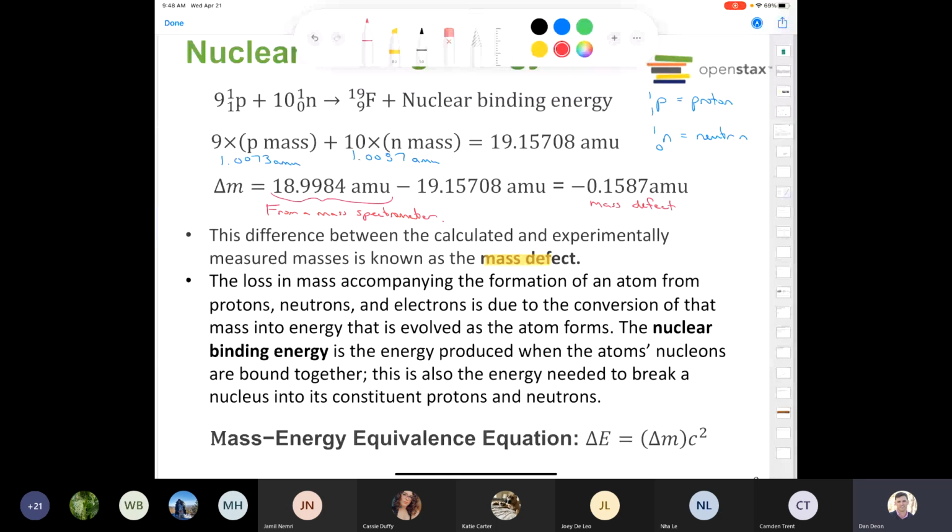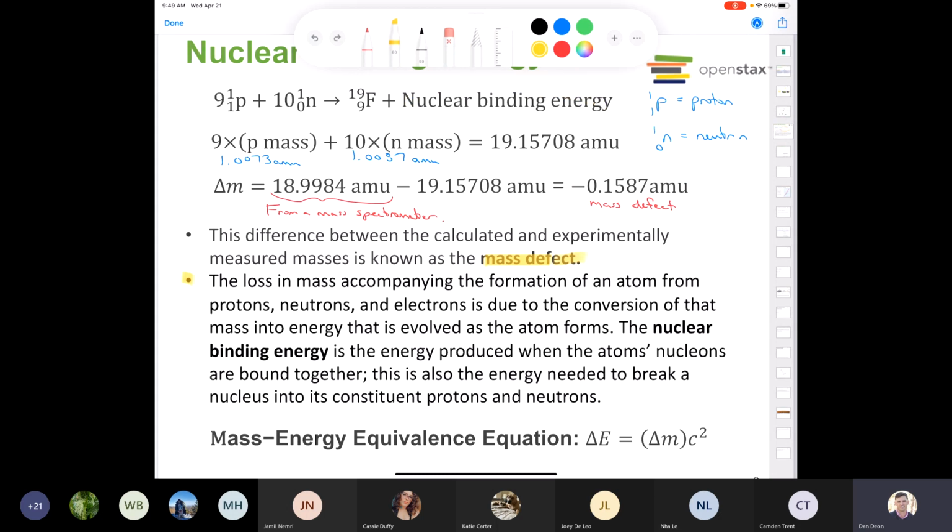Now, if you're wondering, where did the mass go? How can you destroy mass? Well, hold on. It says here, follow along with me. I know there's a lot of text here, but follow along. It says, the loss in that mass, that mass defect, accompanying the formation of an atom from protons and neutrons and electrons, of course, is due to the conversion of that mass into energy.